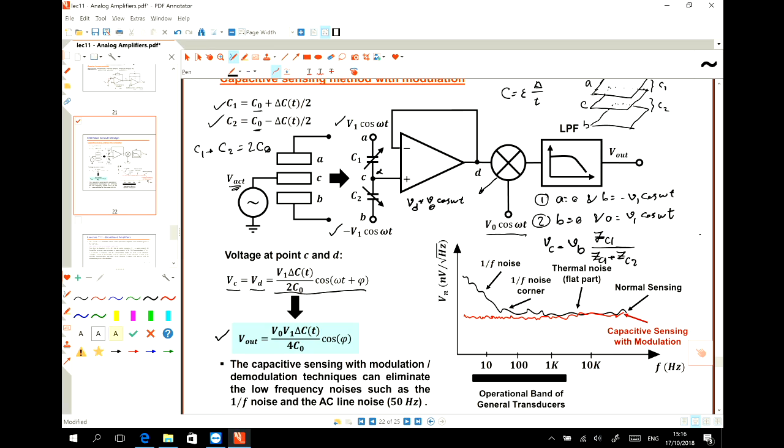Clear? So these two have two components, one high frequency, one low frequency. I get rid of the high frequency with this low pass filter, and then the low frequency is just this. So this is V naught multiplied by V1 delta CT divided by 2 C naught, and then another 2, which is the 1 over 2 of this one. So this is equal to 1 over 2 of something.